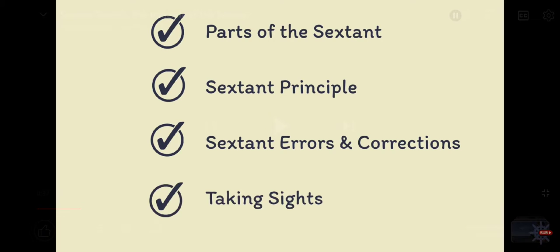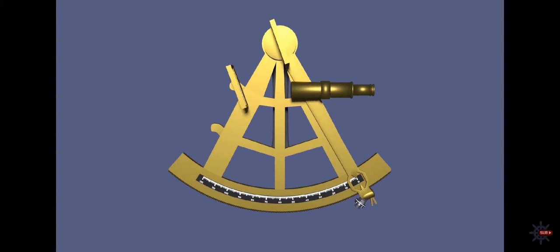I'm here to demonstrate the parts and principles of the sextant. The sextant is probably one of the most recognizable pieces of navigation equipment. Parts of the sextant, the operational principles, and just generally how it works. The frame is the foundation of the instrument.